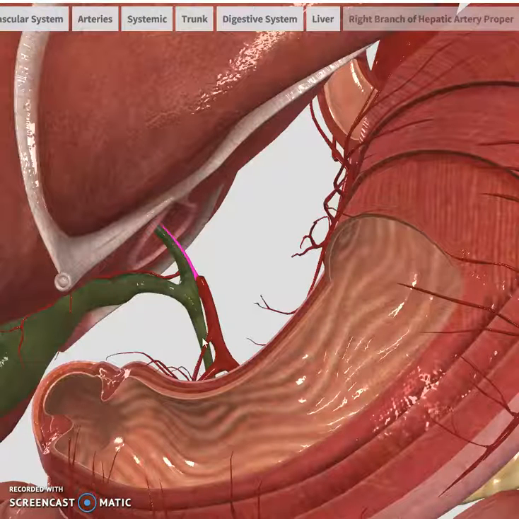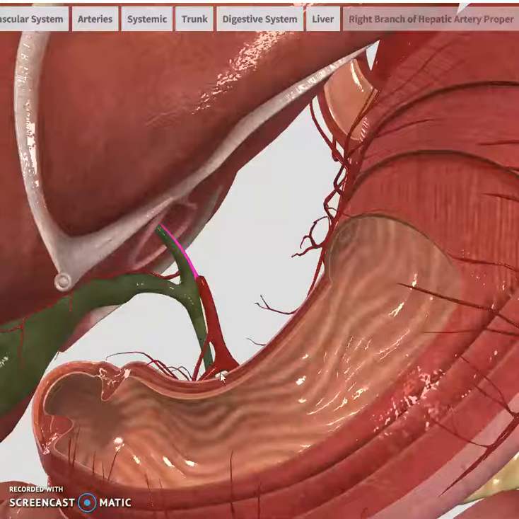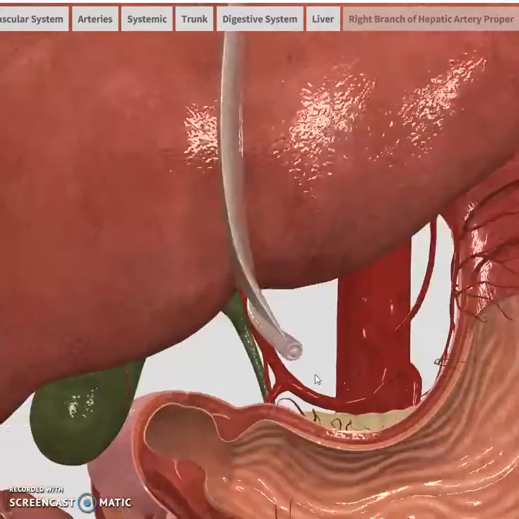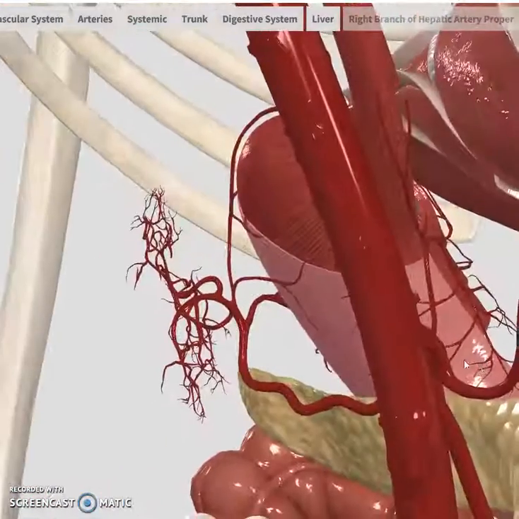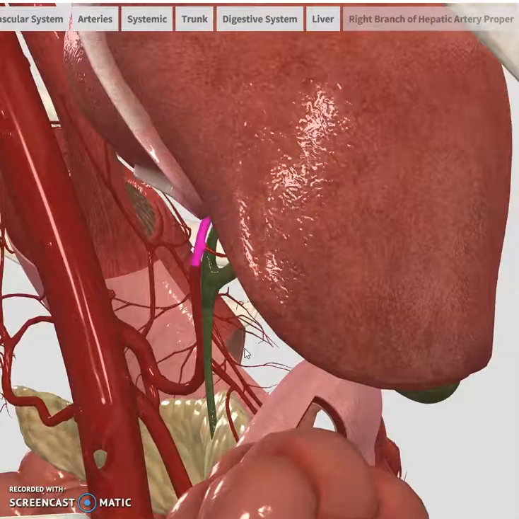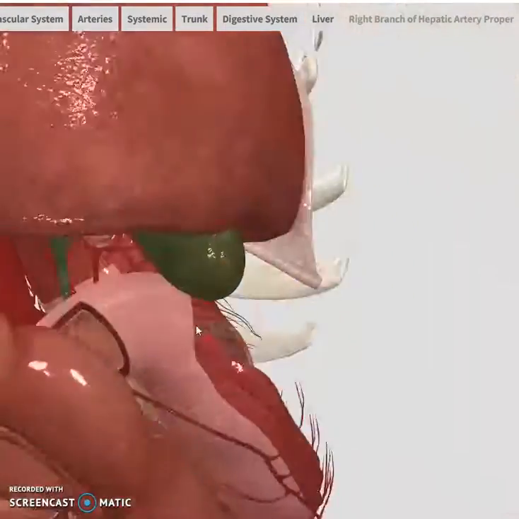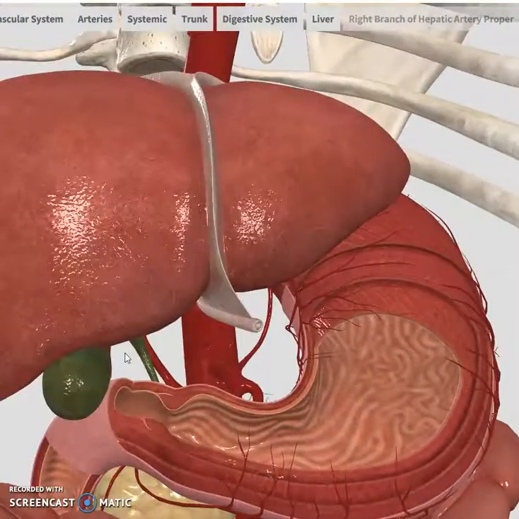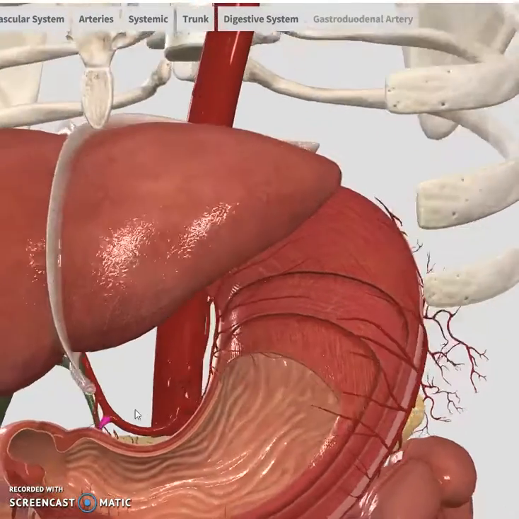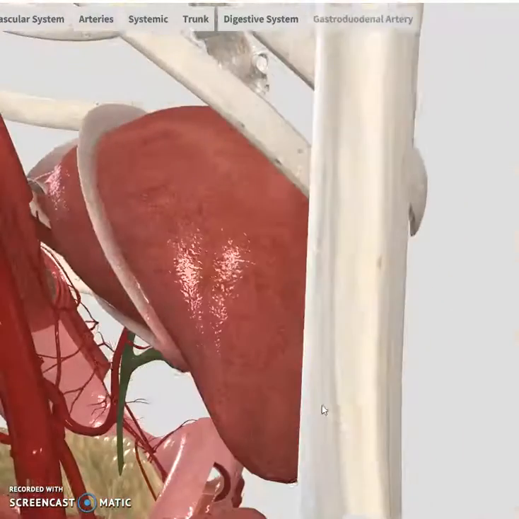The second one that we're going to look into is the gastroduodenal artery. So the gastroduodenal artery will give rise to two branches. Best to view from this side. I can't really get a good view of this. Okay, this is the gastroduodenal. Let me highlight first, then it's easier.